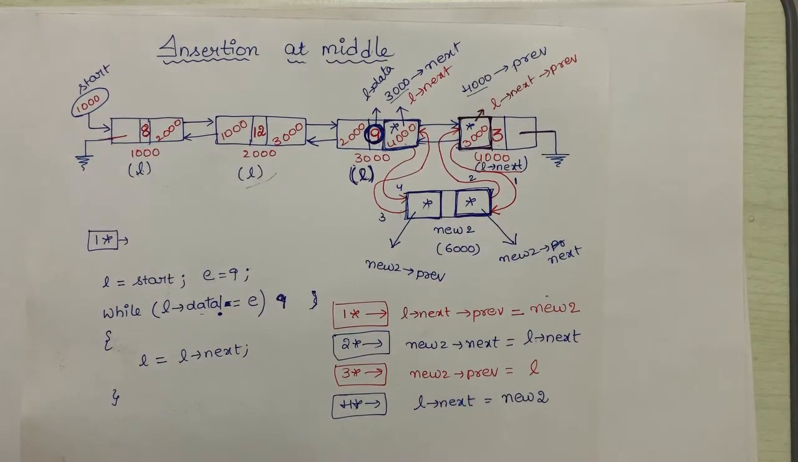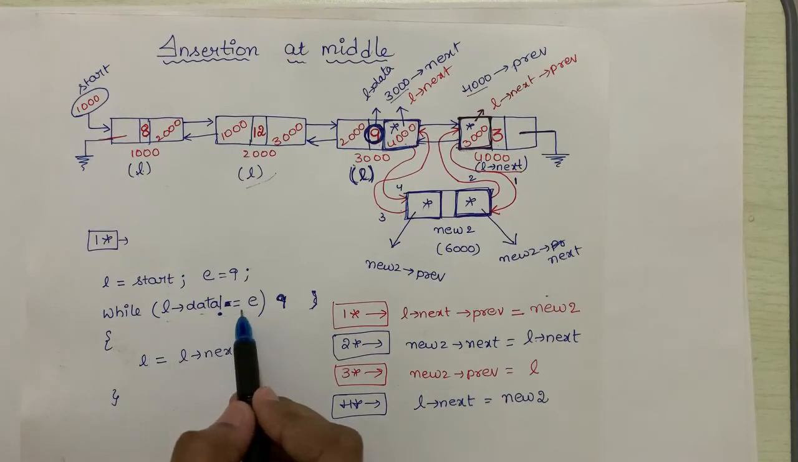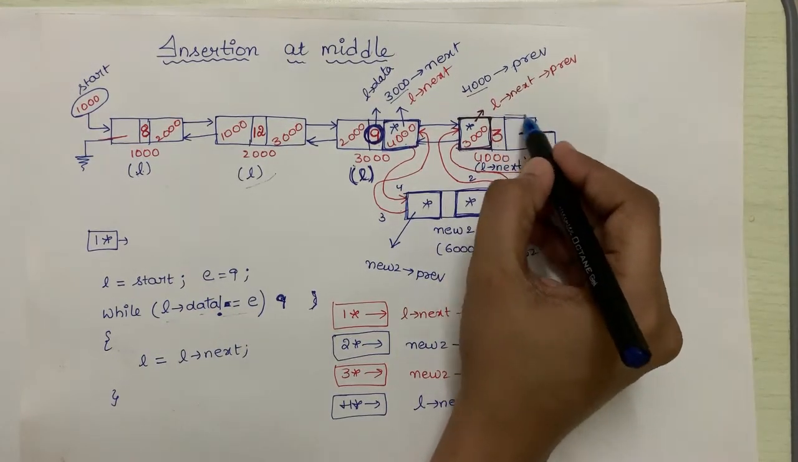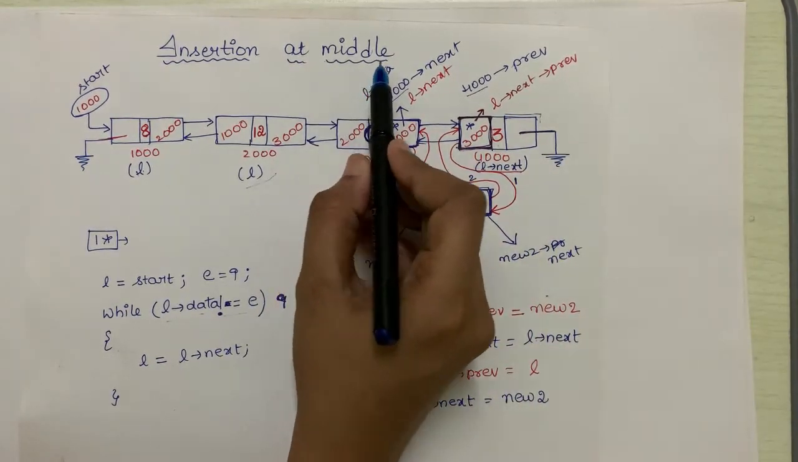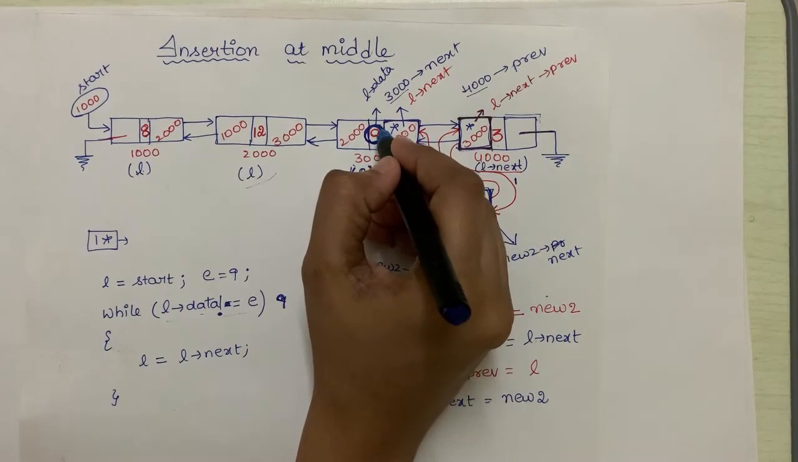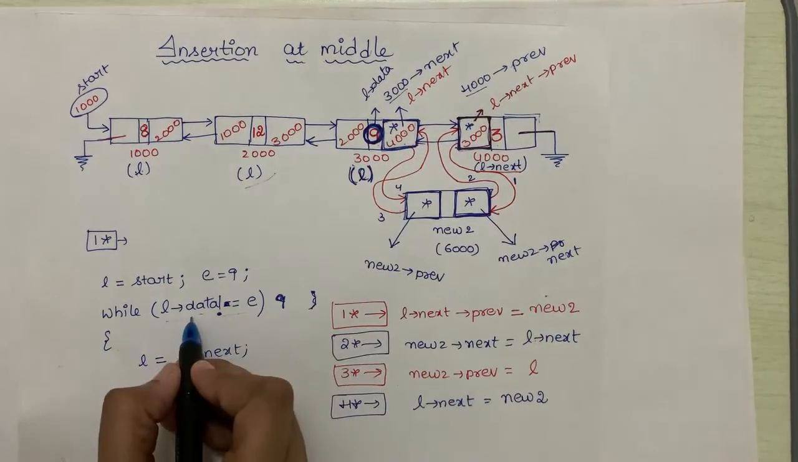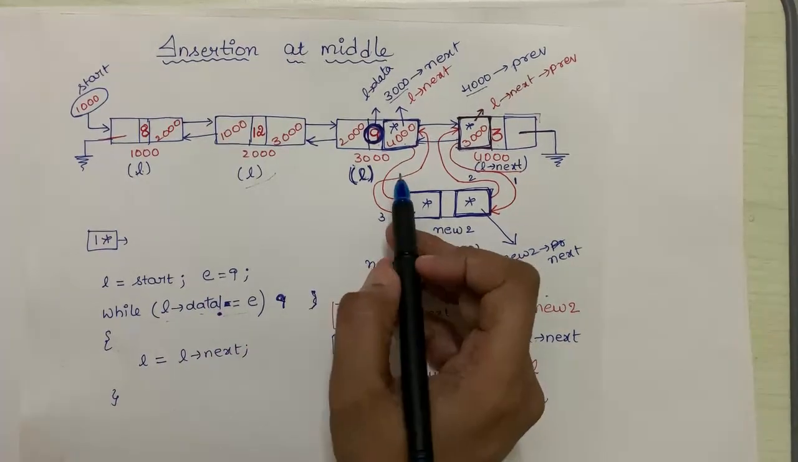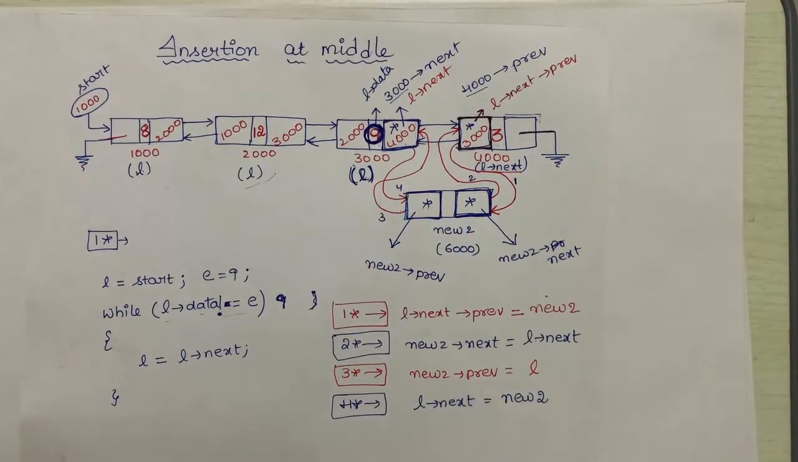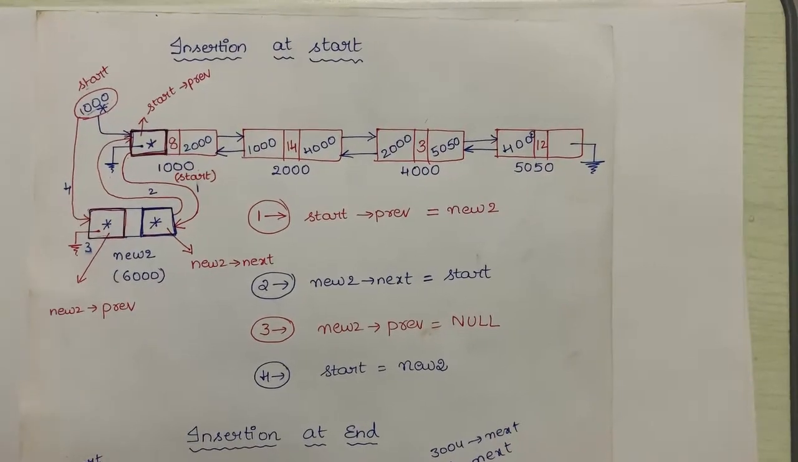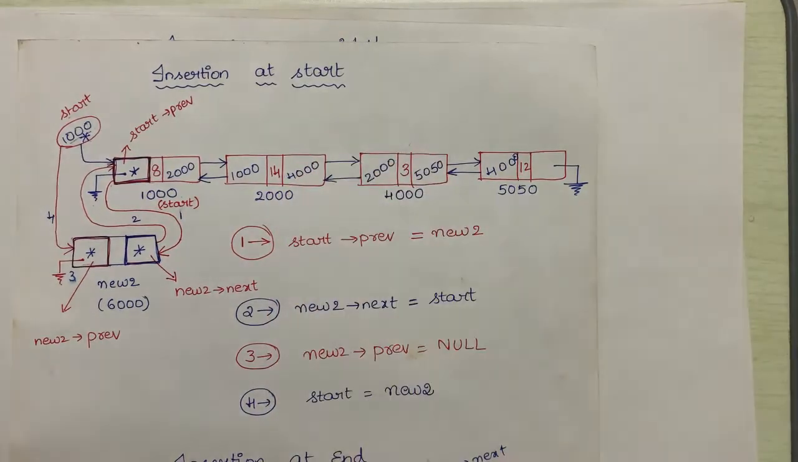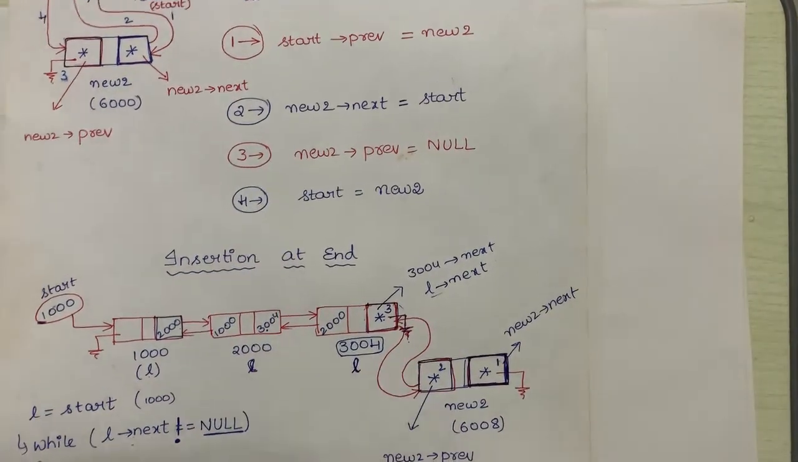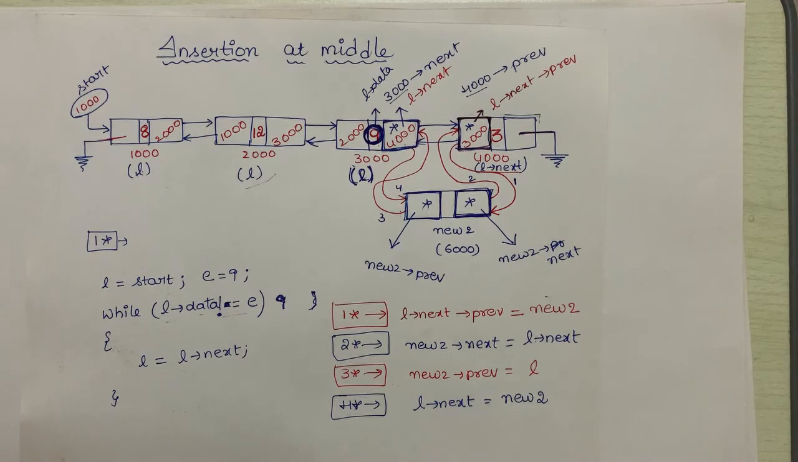So in insertion at end, we are using the condition basing on the property of the last node's third field. And in the insertion operation at middle, we write the condition basing on the data value where we want to insert the new node. These are the 3 ways in which we can perform insertion operation: insertion at start, insertion at end and insertion at middle. Hope you understood. Thank you.